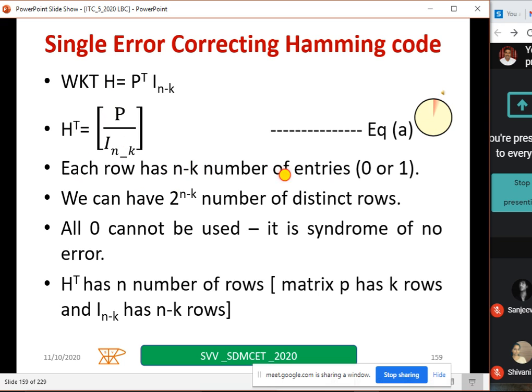Each row has n minus k. All these theory parts you know already, because you have already written H transpose many times and all of you know this. Just read it once, or if you want you can copy down. Copy down the heading, a single error correcting Hamming code.